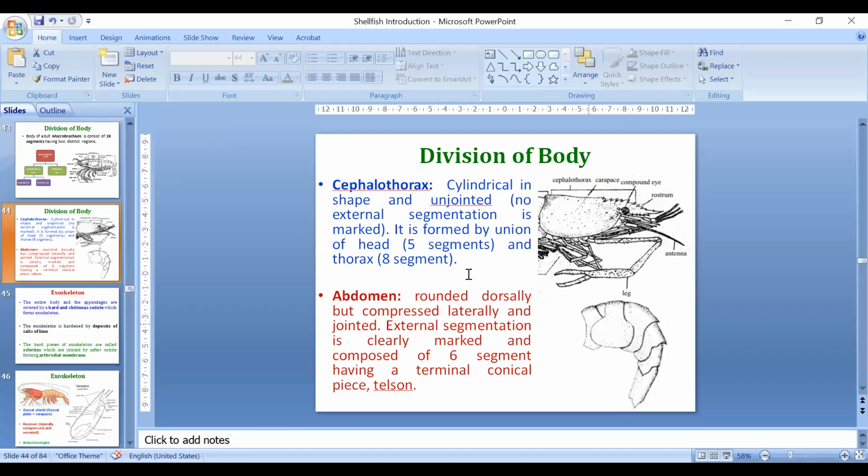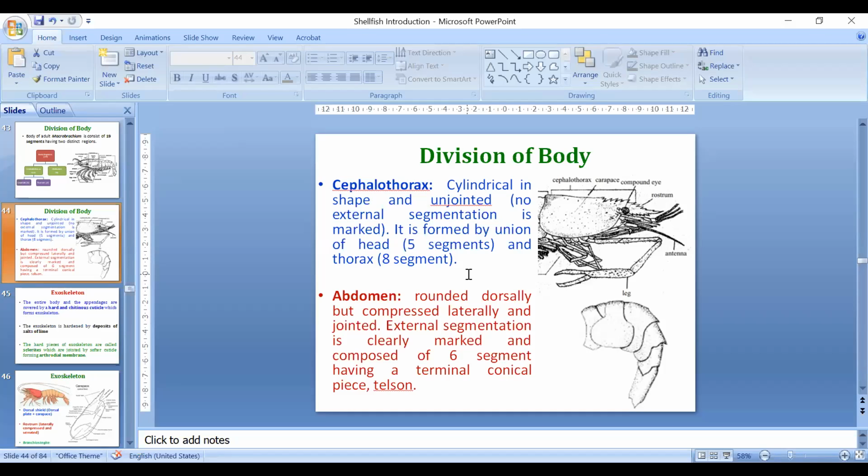Okay, so this is clear. The total segments in the body are 19. The cephalothoracic region has 13 segments, the abdominal region has 6 segments. Now the cephalothoracic region has 5 segments in the head and 8 segments in the thorax. Up to here it is clear to everyone? Yes, ma'am.